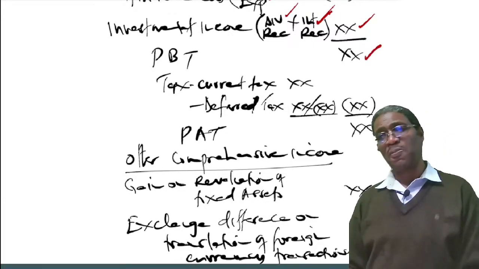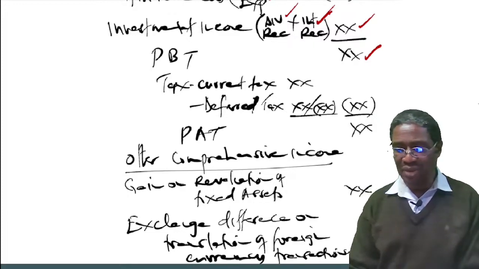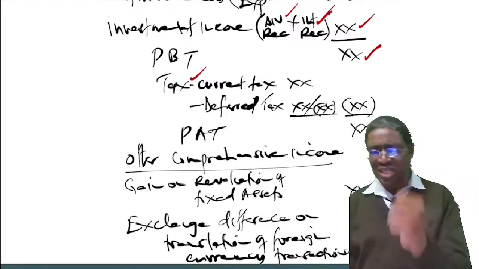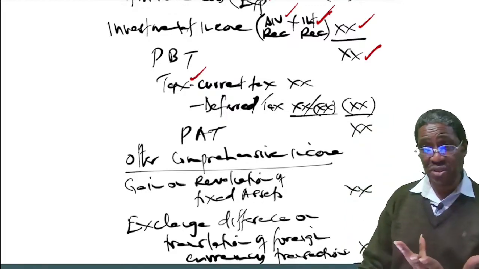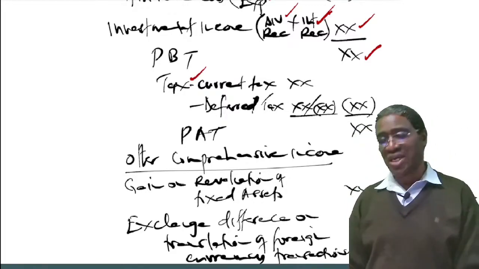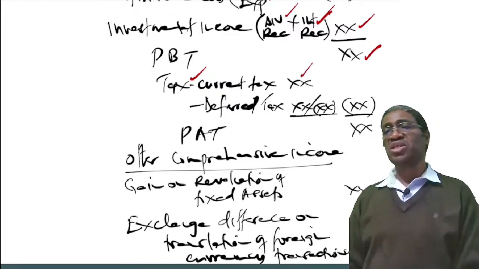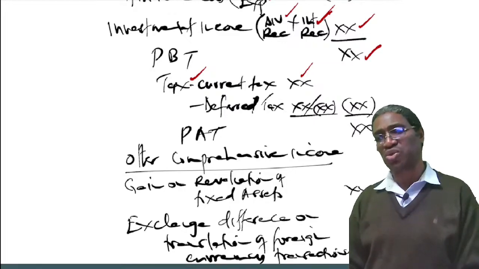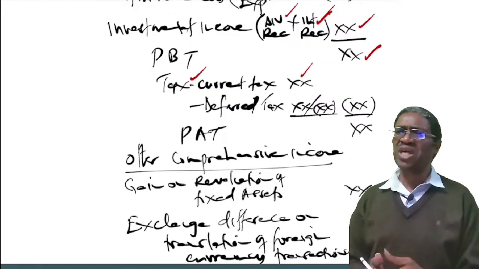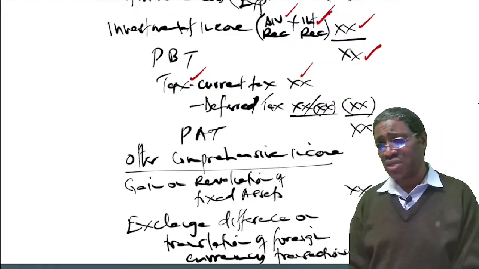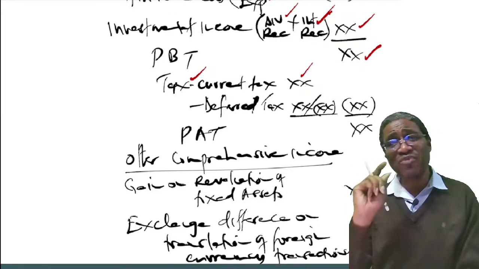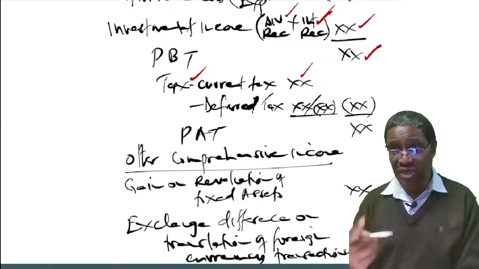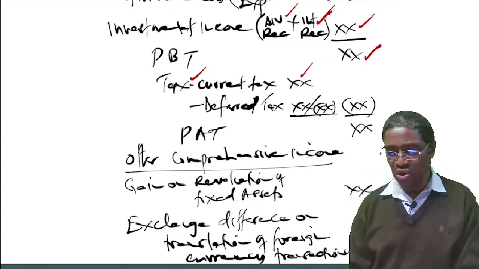Profit before tax. Then we said you now come and minus the tax. I told you, listen, tax can be of various types. There is what we called current tax, which is also known as corporation tax. Some books will call it corporation tax, others will call it current tax. Then we said you normally have to adjust that current tax with an amount called deferred tax.